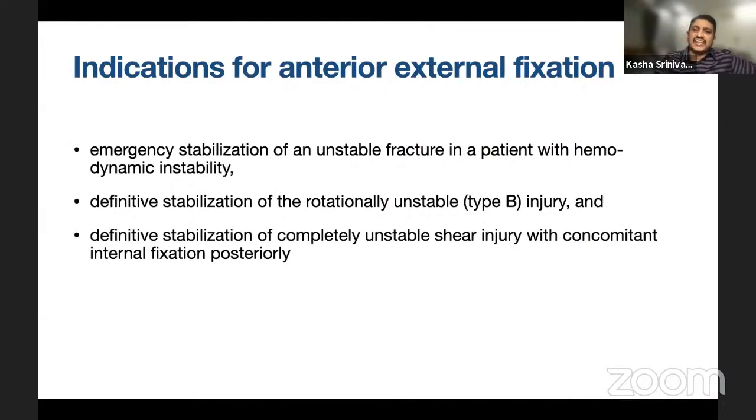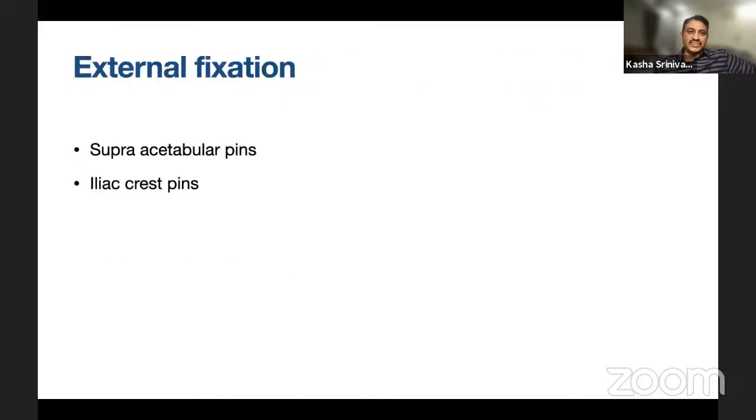The indication for anterior external ring fixation: Dr. Sunil Gavaskar has in the last talk mentioned emergency stabilization in an unstable patient with an unstable fracture pattern, and definitive stabilization in case of a rotationally unstable injury where you don't have a clean anterior skin, either by laparotomy or by urological procedure. And definitive stabilization can also be done in, I'll give you one example, an unstable injury with significant soft tissue, Morel-Lavallée kind of lesion. The external fixation can be supraacetabular pins and iliac crest pins, but just supraacetabular pins can give you significant stability, which is comparable to a plate itself in the symphysis.